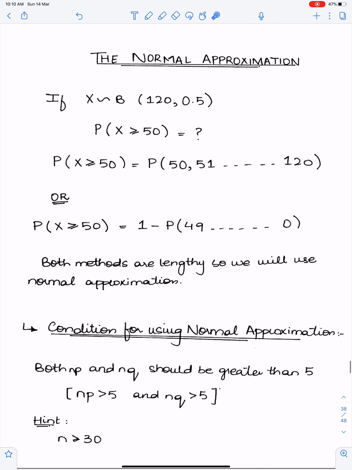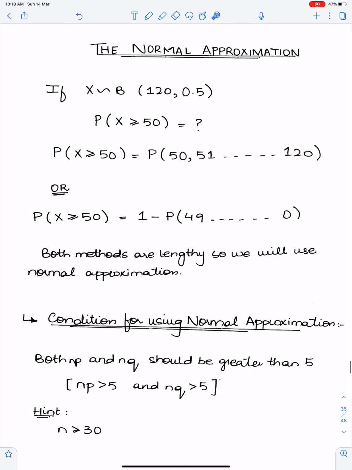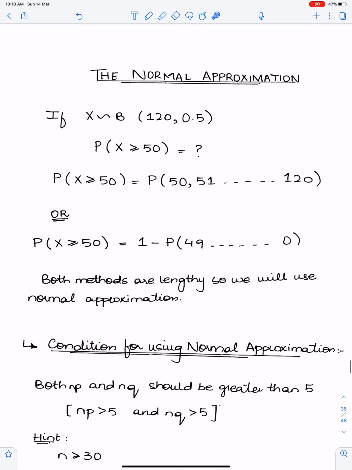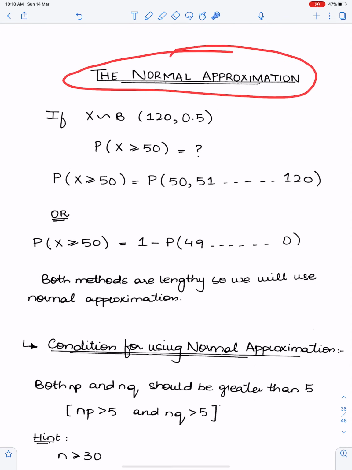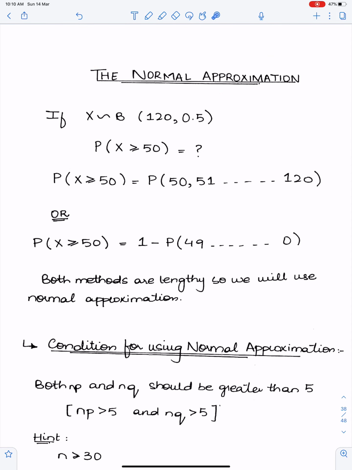Now the next topic of our lecture is the normal approximation to binomial distribution. This is the complete topic. You already have done binomial distribution. If we have this binomial distribution, see, n is very large.